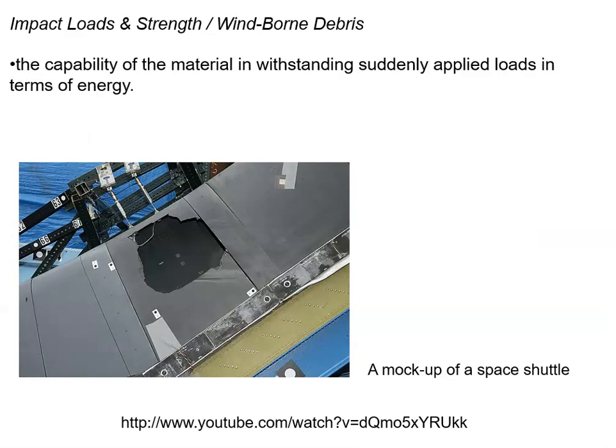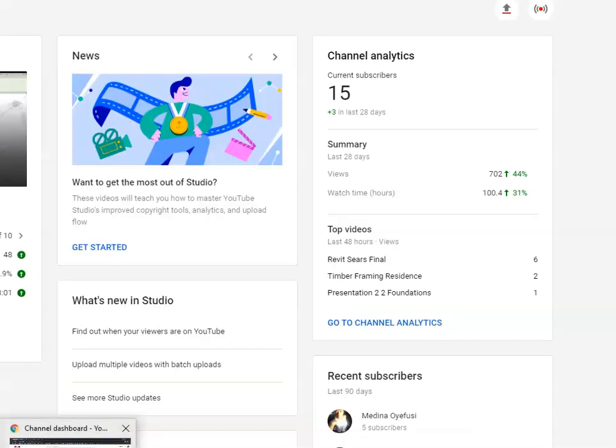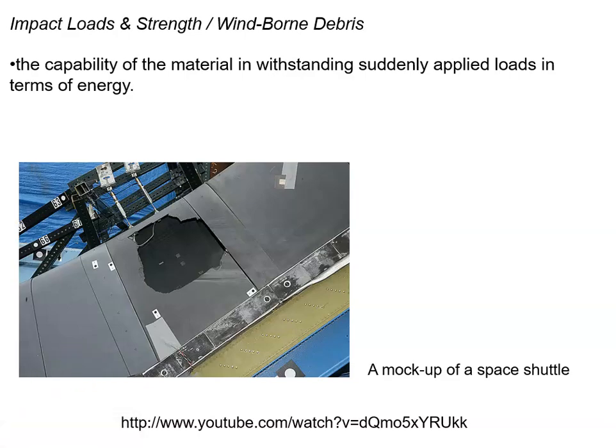Okay, and now on to windborne debris and impact load. This is the capability of a material to withstand a suddenly applied impact load. I'm going to jump into a YouTube video here. A space shuttle mock-up got hit by something. Let's just jump right into the video. One second. Okay, a quick one-minute video from, I believe, a window manufacturer.